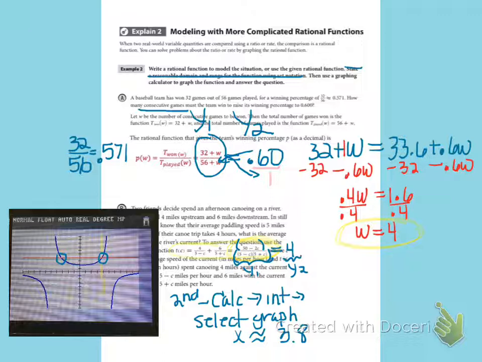And so that is a nice little application of rational functions.